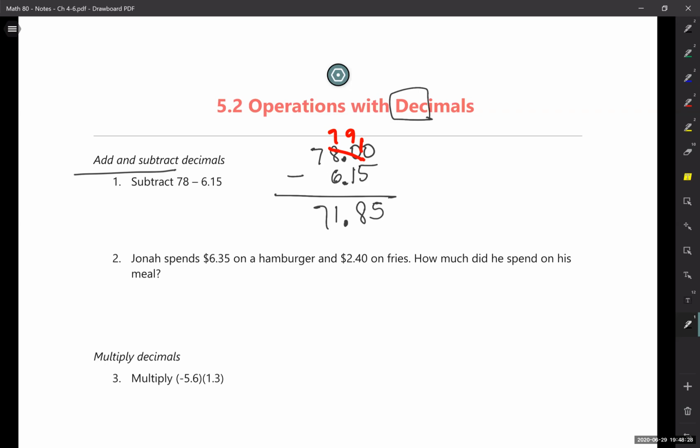Okay, so Jonah spends $6.35. Oh, did you hear that? Did you hear how we just say "and" without even knowing it? $6.35 on a hamburger and $2.40 on fries. How much did he spend on his meal? We're taking this as the simplest version possible. I'm not worrying about tax. I am not worrying about some sort of DoorDash delivery fee. I am not worrying about tip. I am just adding the two decimals together.